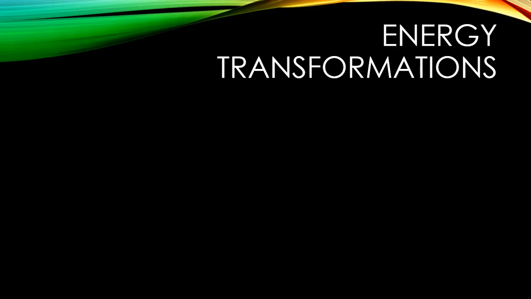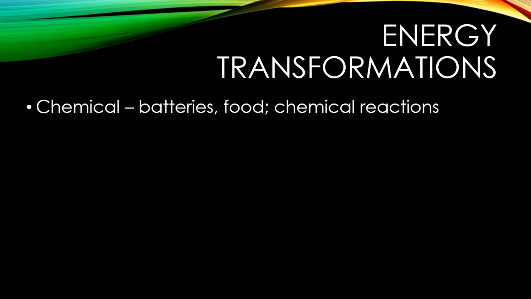The last 6th grade topic is energy transformations. So for energy transformations, it's kind of a two-part thing. 1, you need to know the different types of energy, and 2, you need to figure out how energy changes moving from one thing to the next. One type of energy is chemical energy, and that is the energy that's stored in batteries, food, gasoline, and coal, and that energy is released through chemical reactions.